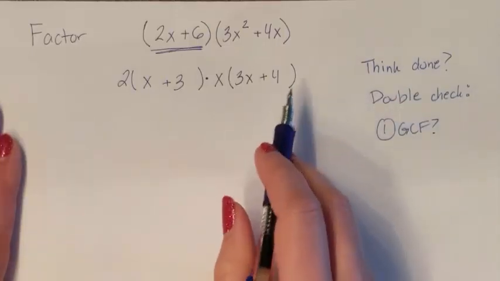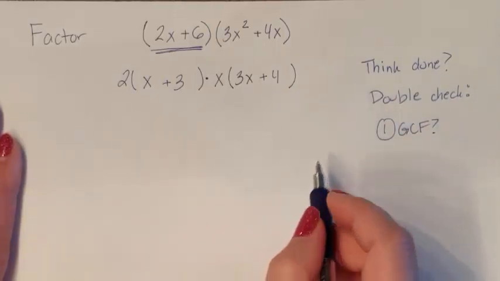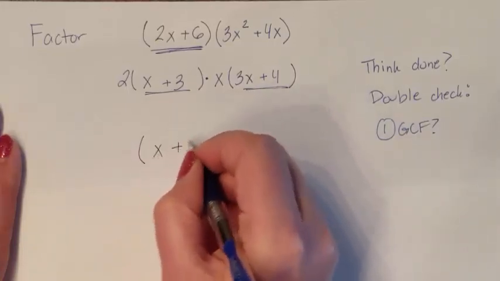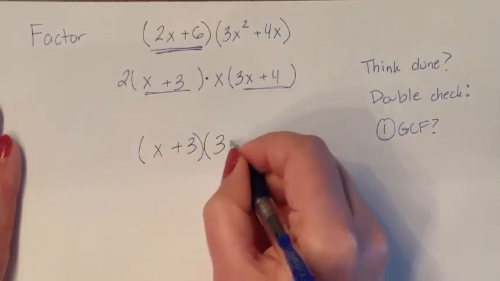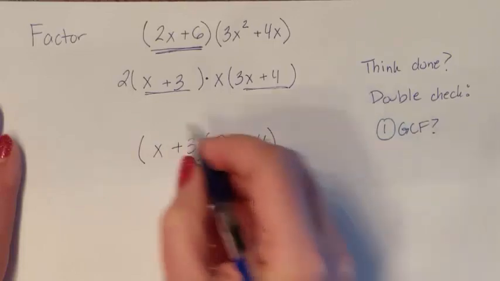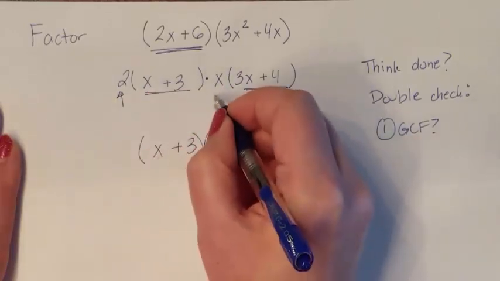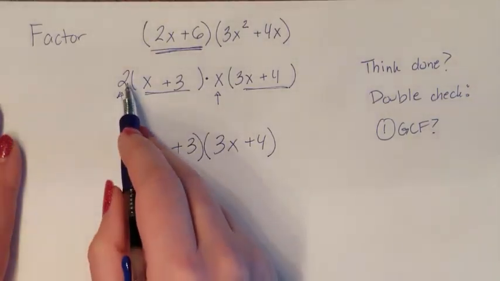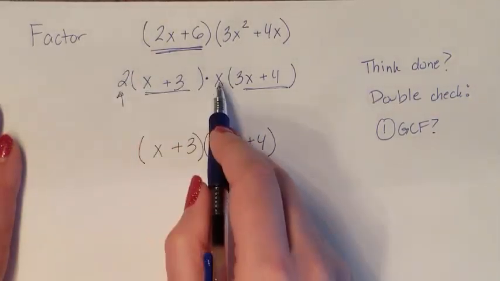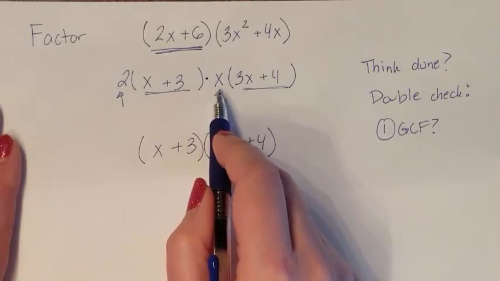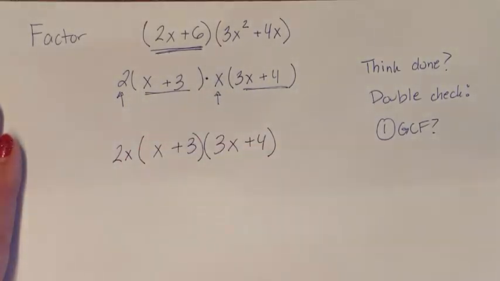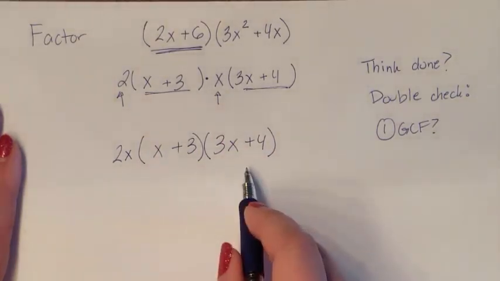So little Johnny did not do the problem correctly. It is not fully factored. These are my two parentheses. So I've got my x plus 3 parenthesis, and I have my 3x plus 4 parenthesis. These are the two GCFs that little Johnny didn't take out like he should have. He didn't factor them out. So at first I factored out a 2, and then I factored out an x. So little Johnny should have factored out a 2x altogether in the end. This is why we always double check GCFs.